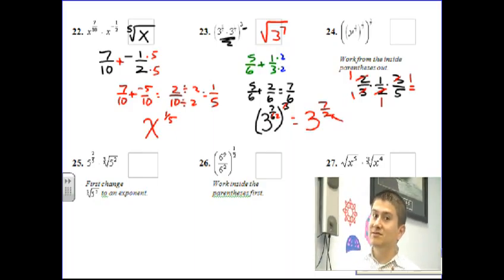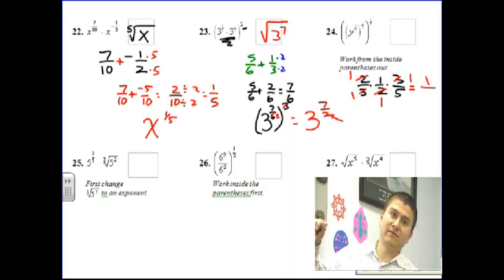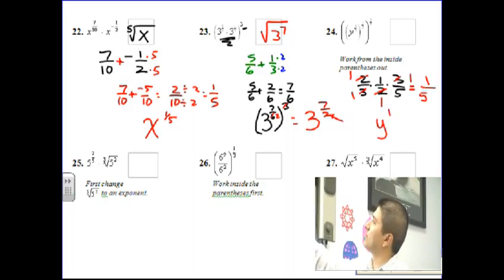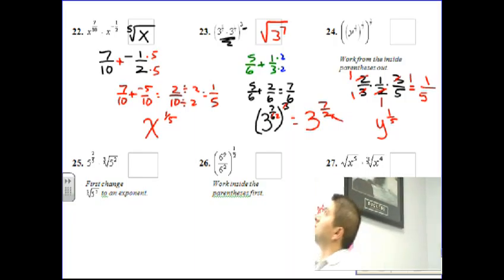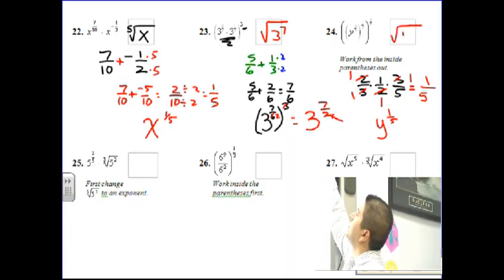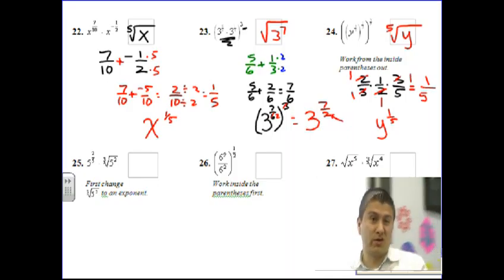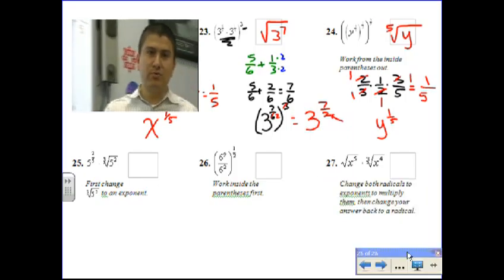And 1 times 1 times 1 is not 3, it's 1. And then 1 times 1 times 5 is 5. So that's my power to the base y. So now I just switch this to radical form. Fifth root of y. The 5 goes on the outside. And we're done. The 1 you don't have to write. Let's go ahead and do number 25, 26, and 27, the last 3 problems.